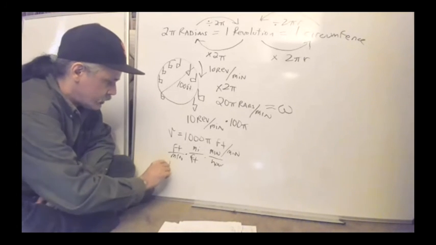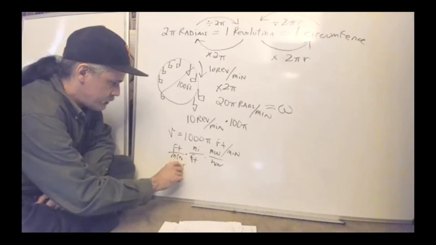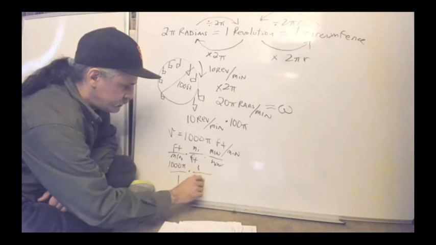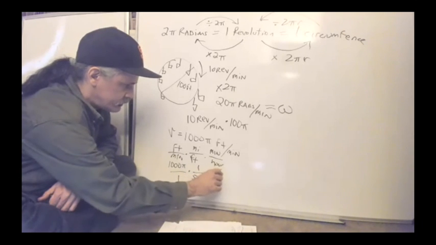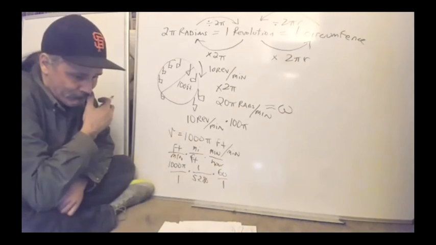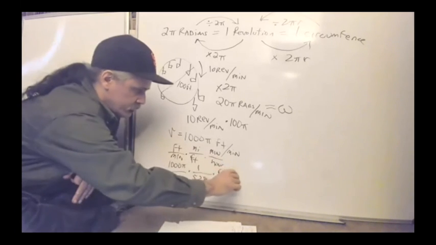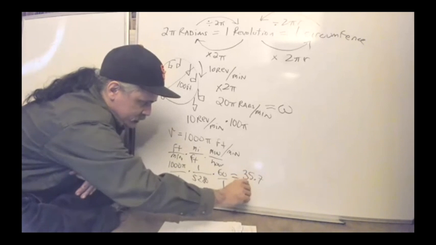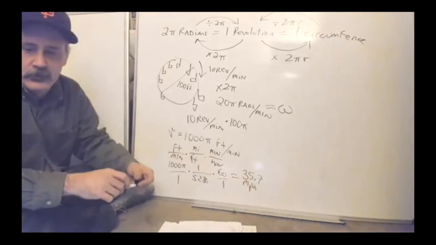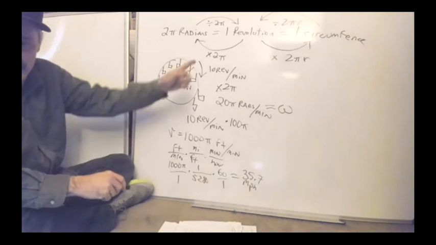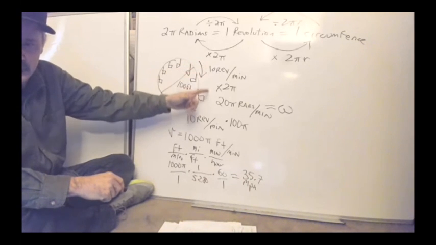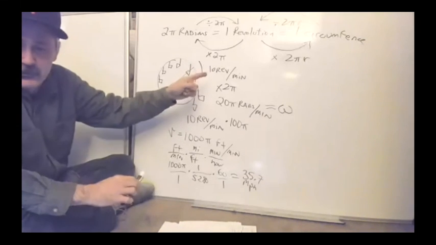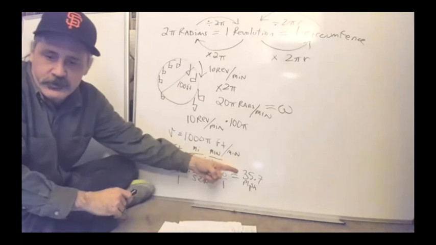Okay, so then we got the 1,000 pi over 1. 1 mile is 5,280 feet, and there's 60 minutes in an hour. When you multiply all that out, you should get, assuming I didn't make another mistake, 35.7 miles per hour. So that's how fast, given the initial conditions, 100 feet diameter, 10 revolutions per minute, that's how fast you're traveling.